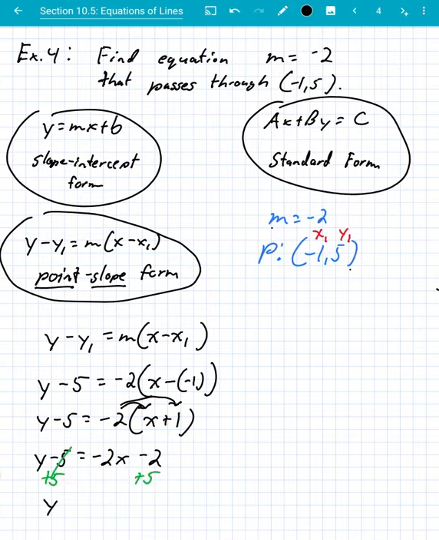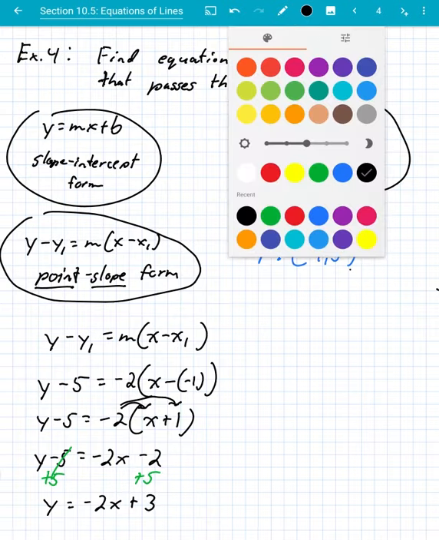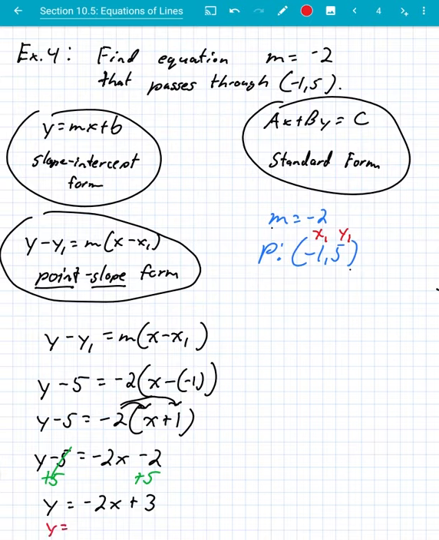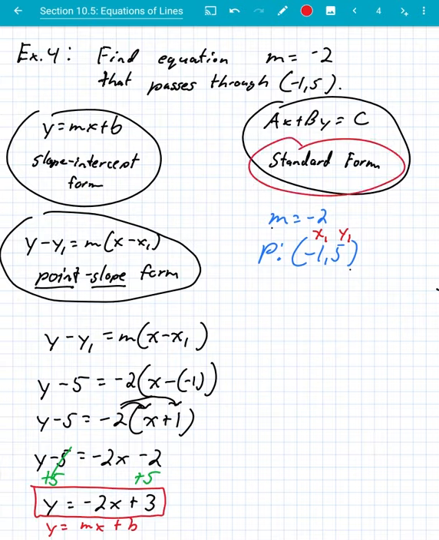Now we have y equals negative 2x plus 3. And as you can see, it's in y equals mx plus b form. So this would be one of our answers. We have it in slope-intercept form.